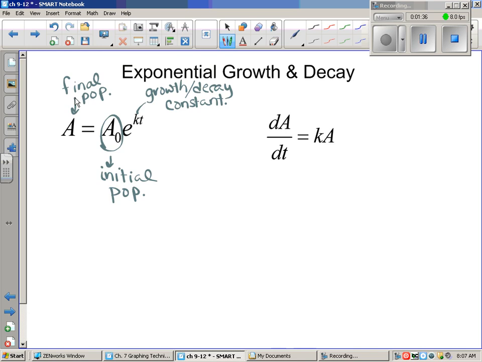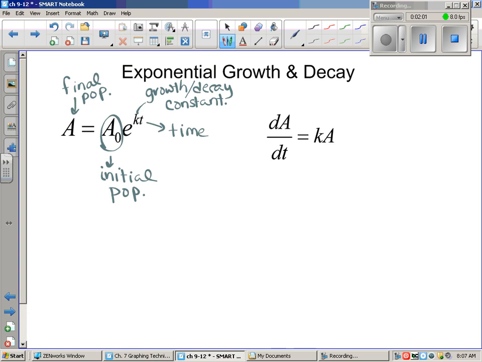Sometimes we still have to find it, same with the initial population. Those are constants. They are not a variable of any kind. Whereas T is going to be a variable, and of course that represents time and always will. So this is exponential growth and decay. And once again, you see how e has shown up its face again. It's not just limited to what we have done in the past with ln.